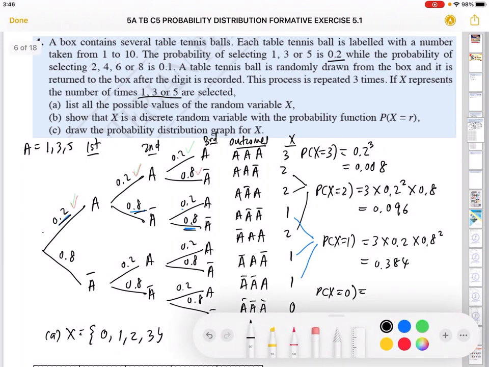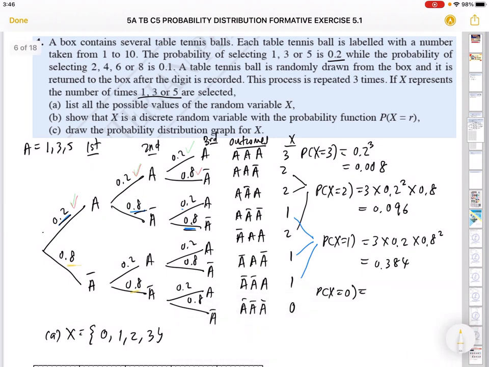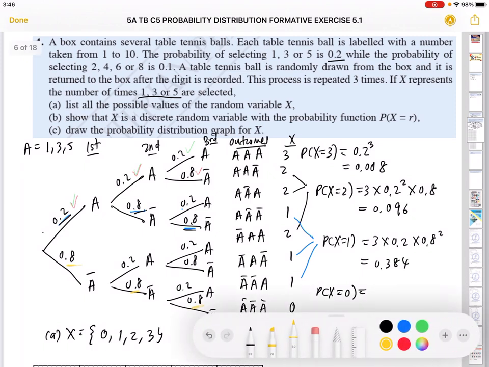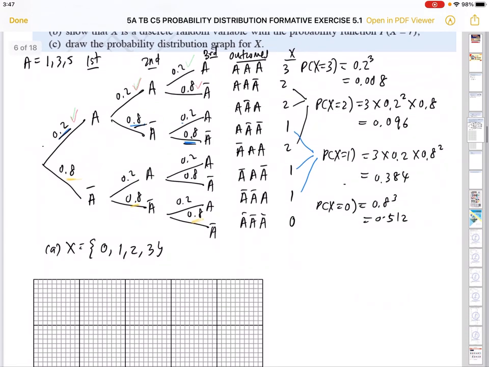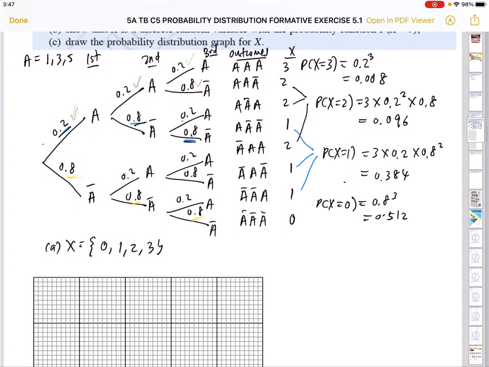And finally, when x equals 0, it's all 3 here. Let me use a different color, maybe yellow: 0.8, 0.8, 0.8. So this will be 0.8 cubed, or 0.512. But I need to add them up. I need to show that the total probability is 1. You can put it in a table, so I can just use a table over here.